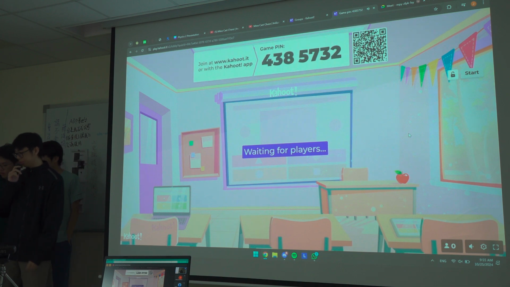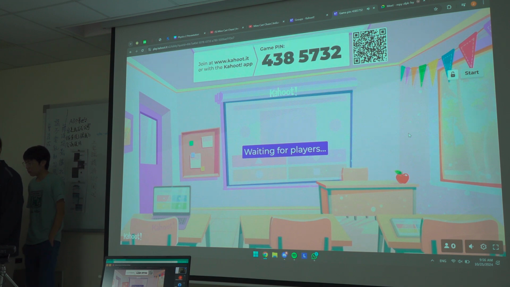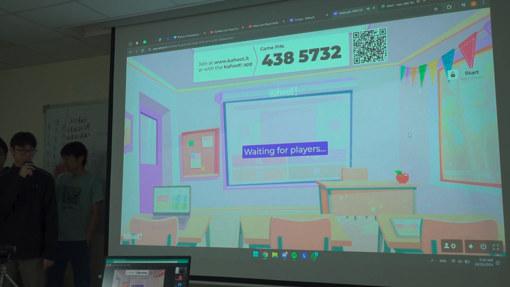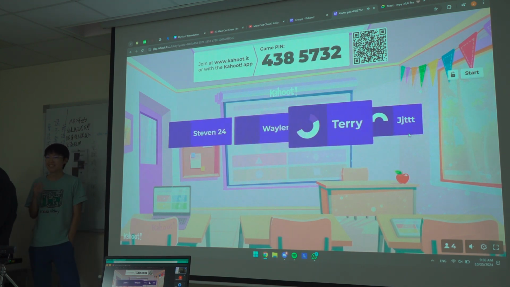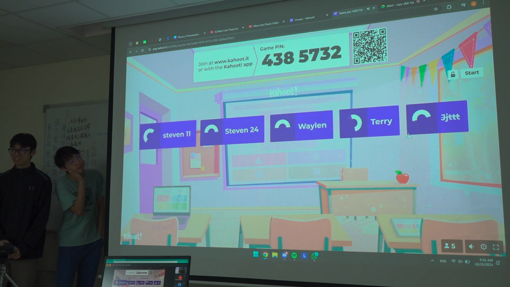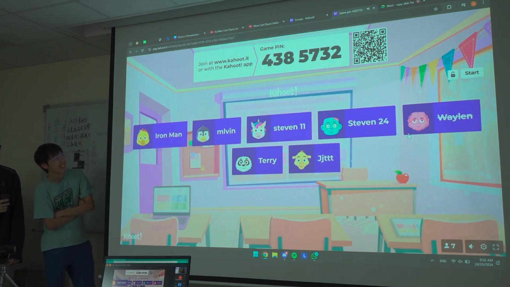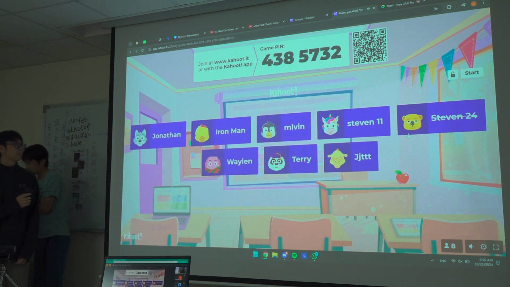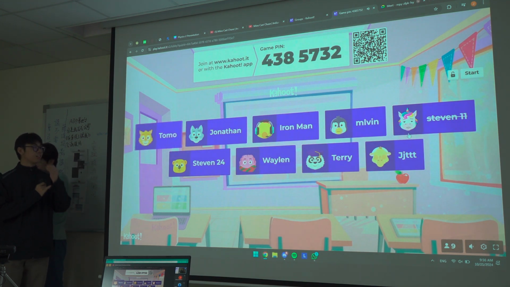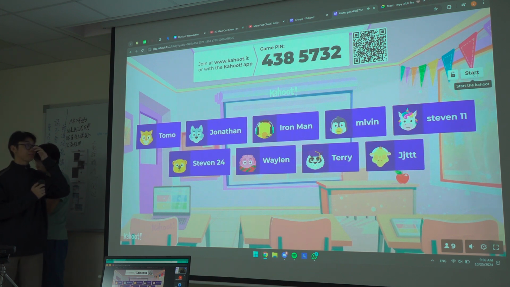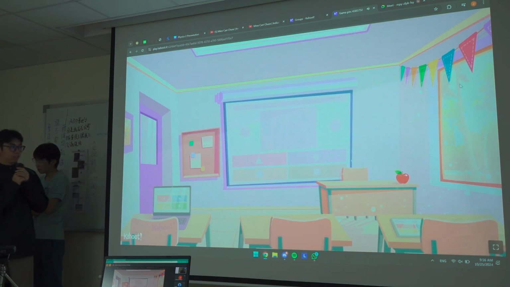So here are the Kahoot codes. Read the code, scan the QR codes. The questions will be easy. I'm not sure my laptop is doing well, but okay, let's go.